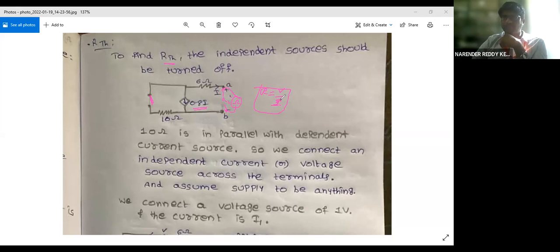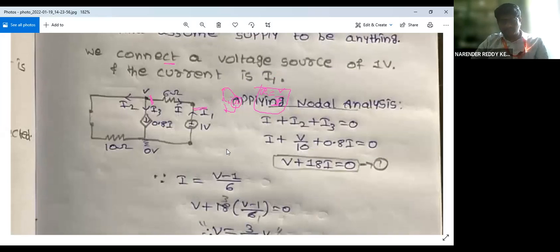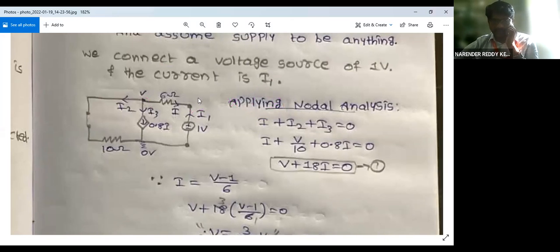So how do you get this V? Where do you get this value of I? For evaluating the value of V by I, what we do is assume a voltage source across the terminals AB. Just let me know if you are unable to follow, right? So across AB, I assume a 1 volt voltage source. You can assume any value of voltage, okay?